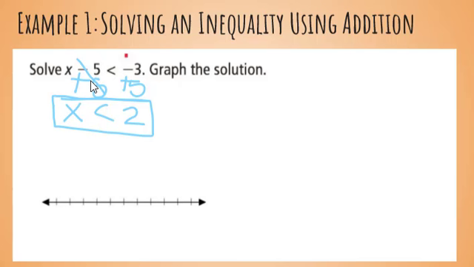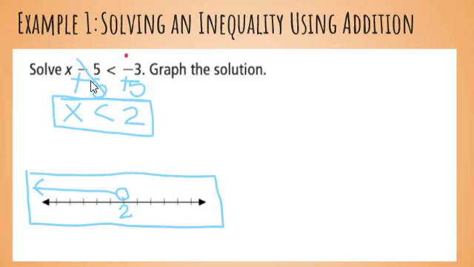Our second answer is going to be graphing this. I'm going to label my tick mark here with a 2. I have a less than symbol. It's not equal to, so that means we're going to put an open point. My inequality is pointing to the left, so we are going to shade this to the left. This would be considered our second answer. So one answer is what you get when you solve for your variable, and the second answer is going to be the graph.